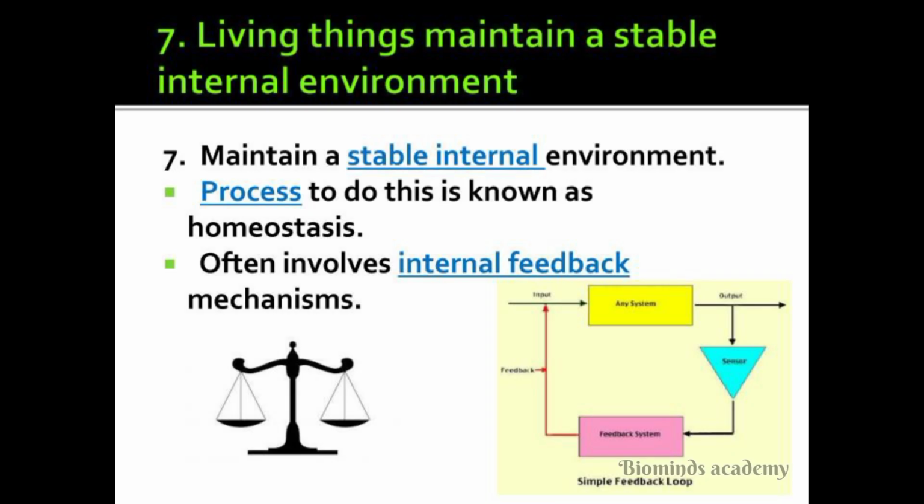The next characteristic of living things is that they maintain a stable internal environment. Organisms maintain a stable internal environment despite changes in external conditions. This regulation involves various physiological processes that balance inputs and outputs to keep the internal conditions stable. This is called homeostasis, and the process often involves internal feedback mechanisms.